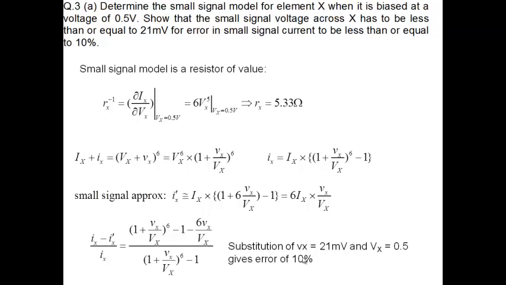So if you're looking for error less than 10%, then the small vx has to be less than 21 millivolt. If you want to do calculations accurate to 10%, then you have to look at vx less than 21 millivolt. But of course, the value of vx that you see here, 21 millivolt, all depends on the bias point. If I change the bias point, things may change. Okay?